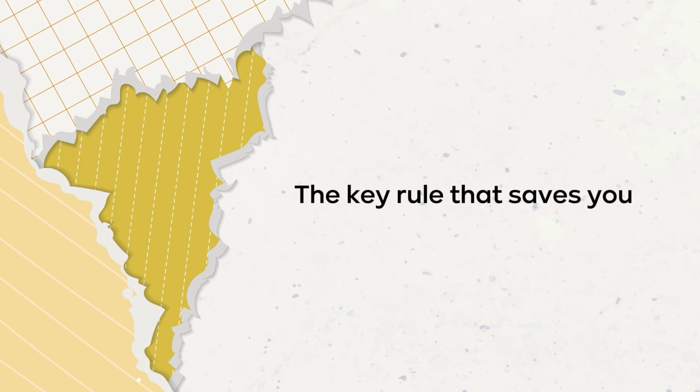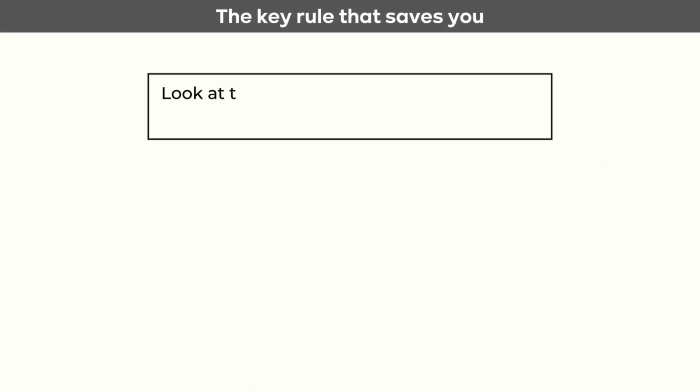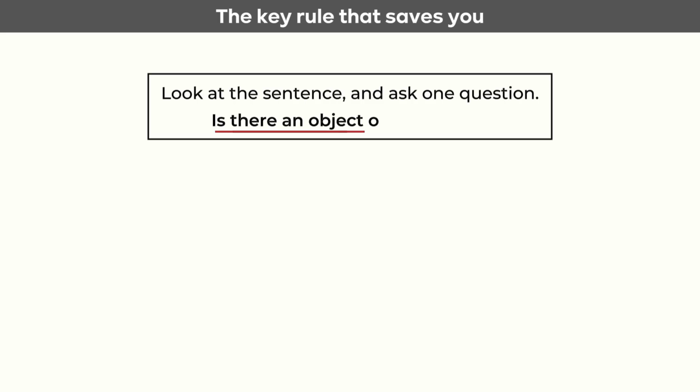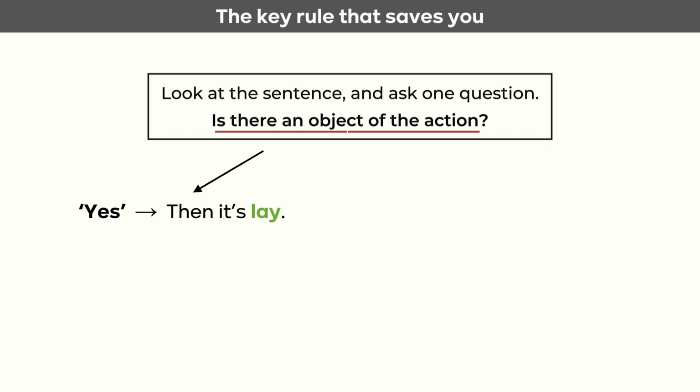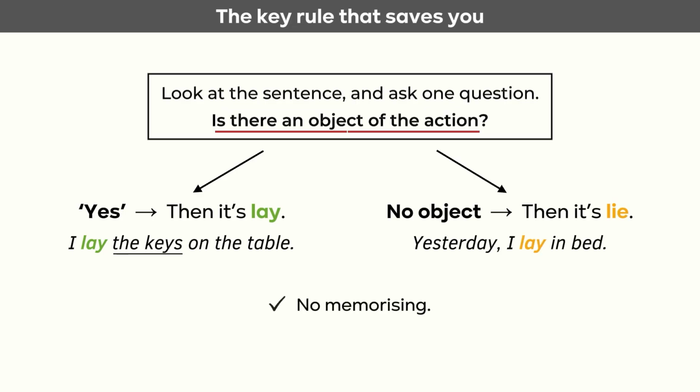The key rule that saves you. So here is the simple rule that really helps. Look at the sentence and ask one question. Is there an object of the action? If the answer is yes, then it's lay. I lay the keys on the table. No object? Then it's lie. Yesterday, I lay in bed. No memorizing, just logic.